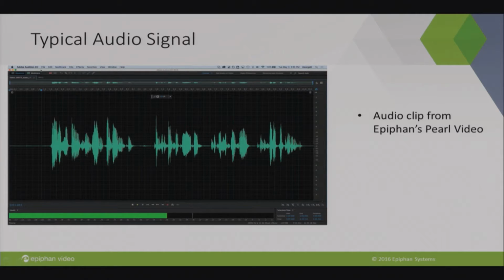But this is what a typical audio signal looks like. It looks very chaotic, but in fact it's very regular. You can see all those peaks. That's where the voice is actually speaking, and the quiet parts are the little bits in between that really don't make any sound.